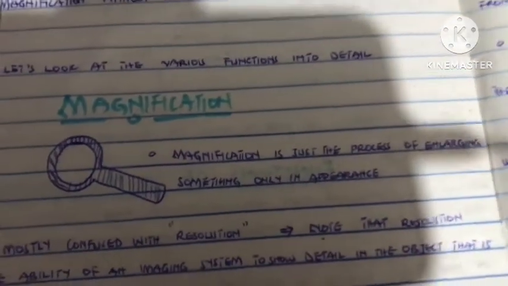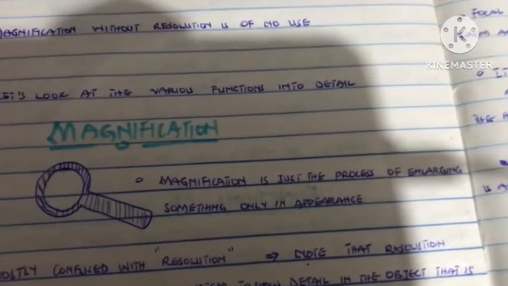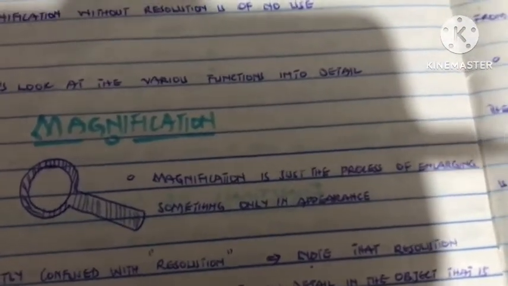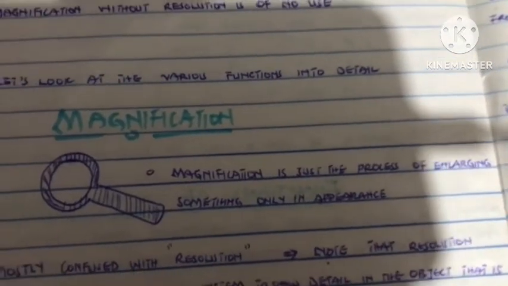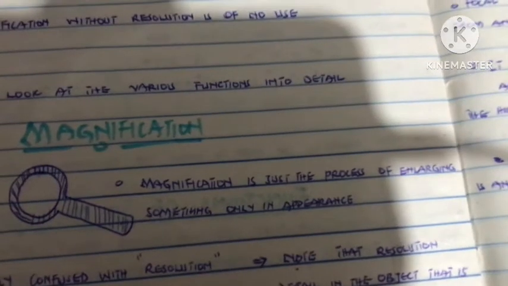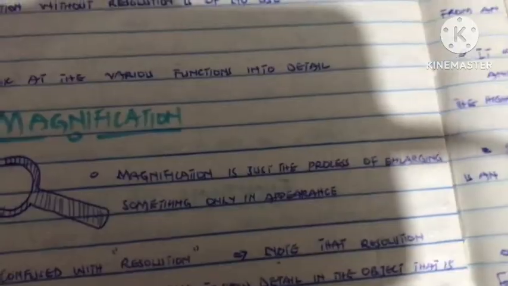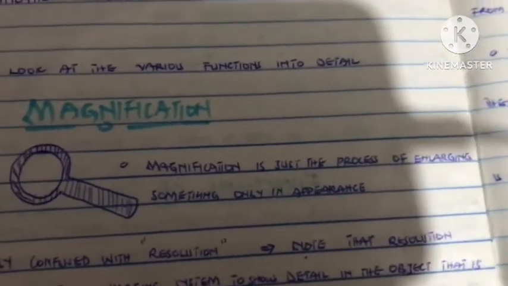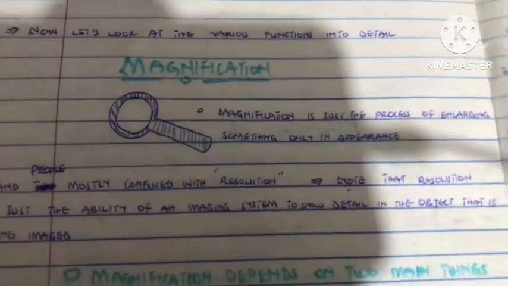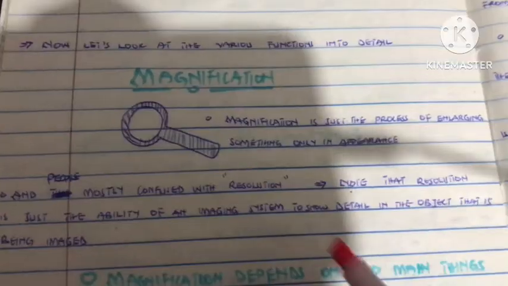We all know the definition of magnification. Magnification is just the process of enlarging something only in appearance. The key words here are "only in appearance." When you use the microscope, you see that the object becomes larger, but that is only in appearance. In reality, the object is still the same size. And that's magnification.